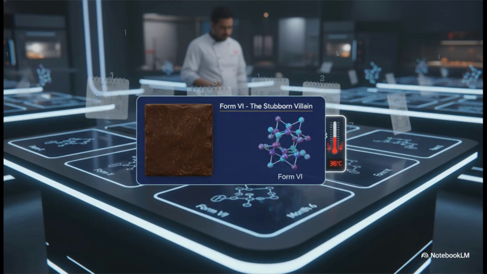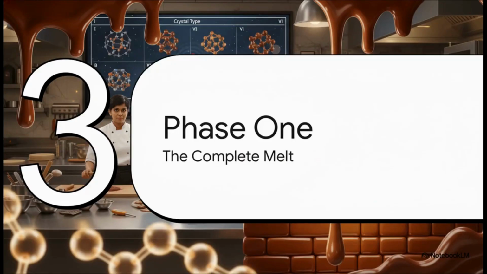Well, tempering isn't just melting chocolate. Tempering is the highly deliberate, scientific process of destroying those 5 unwanted crystal structures so that only our holy grail, form V, can dominate and multiply. Which brings us to Section 3, Phase 1, the complete melt.